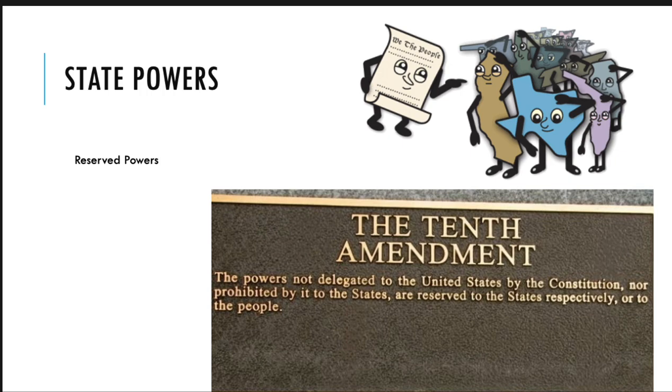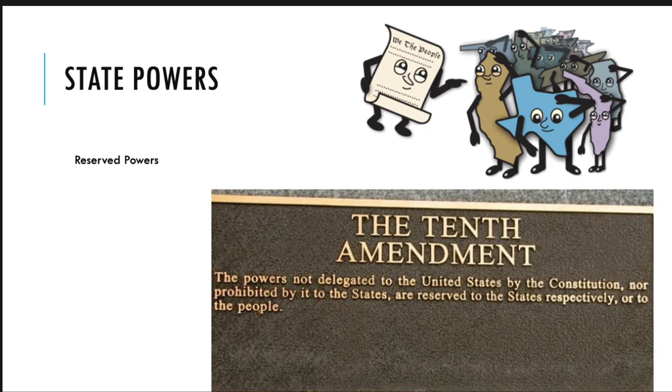So it is not until the 10th Amendment, the final part of the Bill of Rights, that the states' powers are described in great detail. The powers not delegated to the United States by the Constitution, nor prohibited to the states, are reserved to the states respectively, or to the people. That's what the 10th Amendment says. So if the federal government doesn't take care of it, the states can. That's basically what it does.